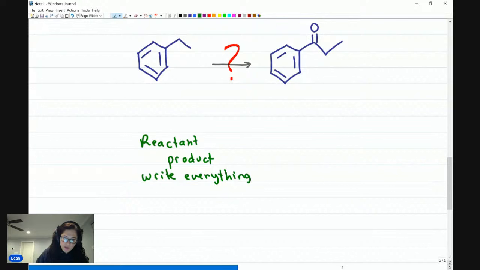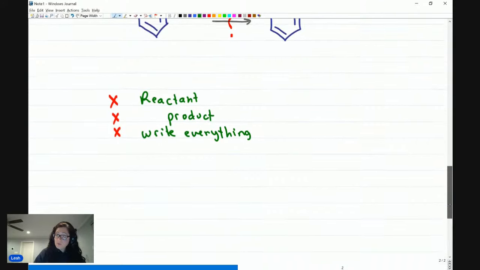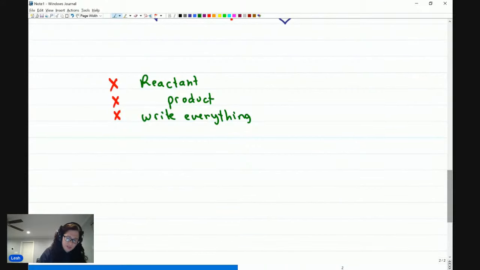The problem with this approach is that unless you know exactly what the reaction is and where you're going, this is no good. What if you start with a reactant, get halfway there and get stuck? You start with a product, work halfway back and get stuck. What if you write everything out and realize, I don't actually know where I was going with it? Or worse, your mind goes completely blank.